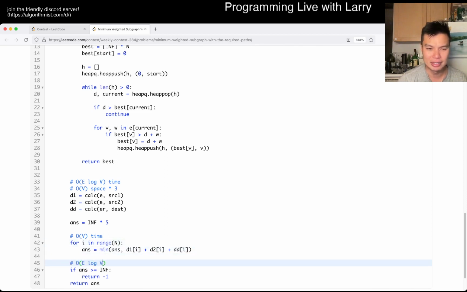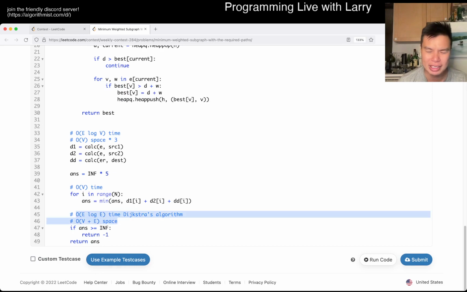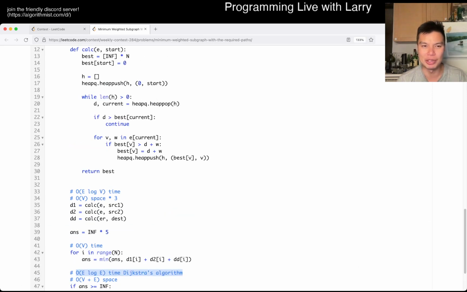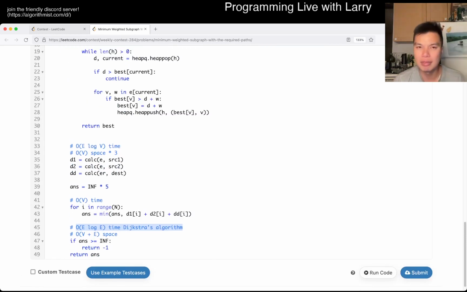E log V time, Dijkstra's algorithm. Maybe that's wrong. I mean, technically, I guess the way that I implement it is E log E, but okay. And that's the space. You could get a tighter bound on this depending on how you implement some of the weirdness about it. So hopefully that makes sense. And that's pretty much all I have for this one.